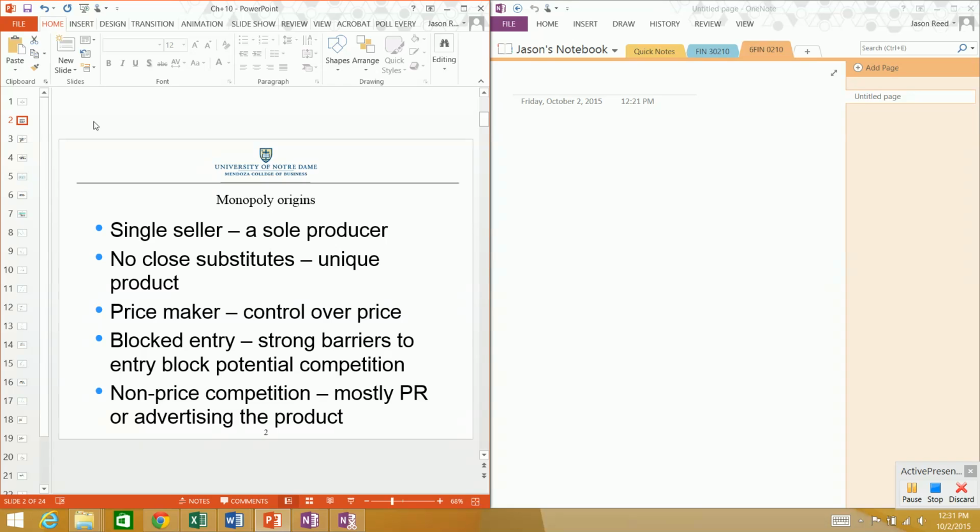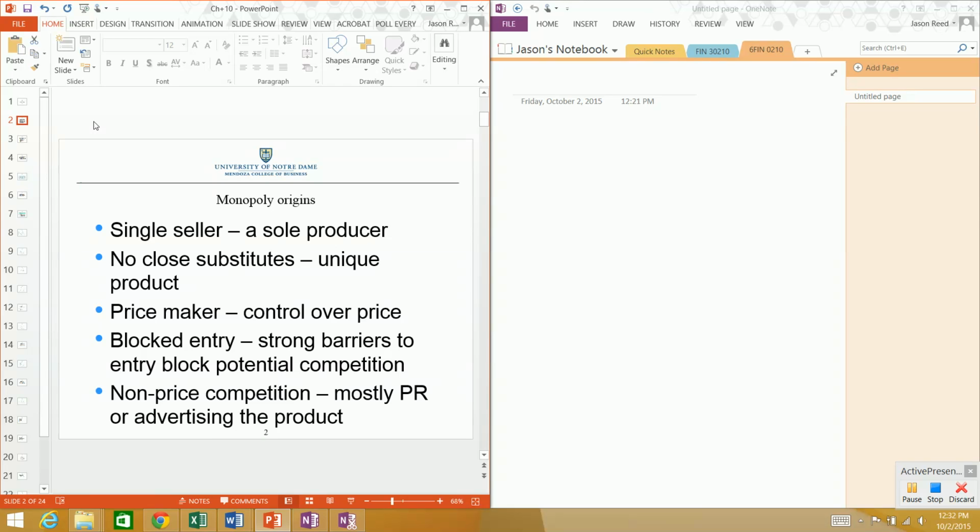Since the firm essentially is the industry, they have control over the price that is charged for their good. This is very dissimilar to perfect competition, where the industry dictated the price for the firm. Now, monopolies are created and sustained due to very strong entry barriers, which make it very difficult for new firms to enter the industry. And that's something that we'll talk about here in terms of blocking potential entrants and maintaining that monopoly.